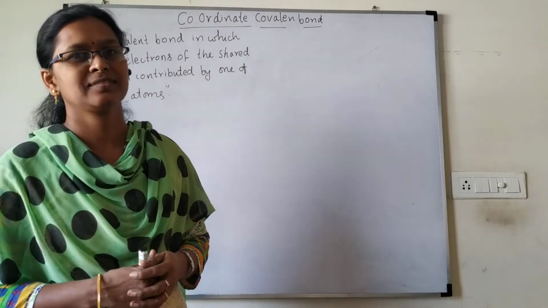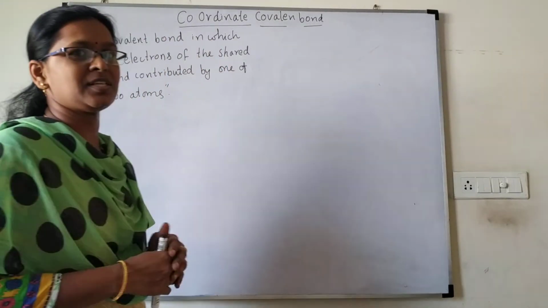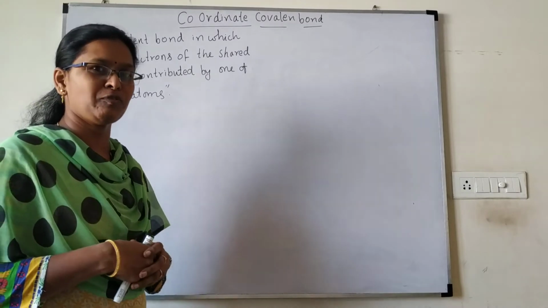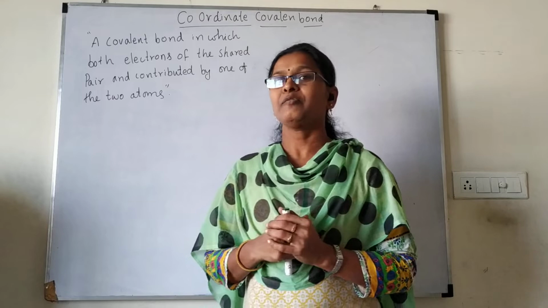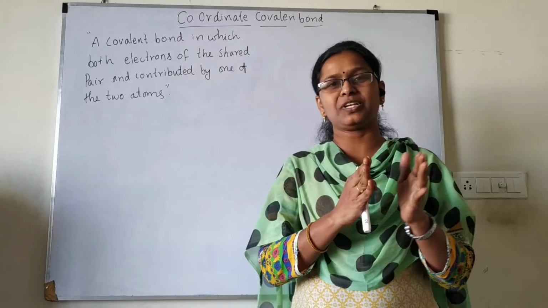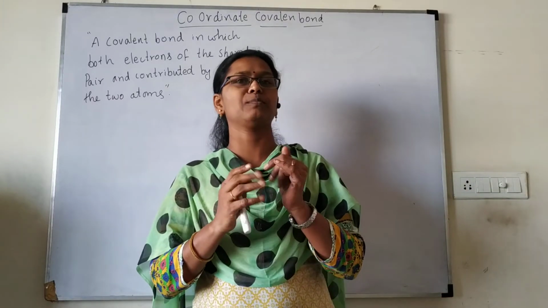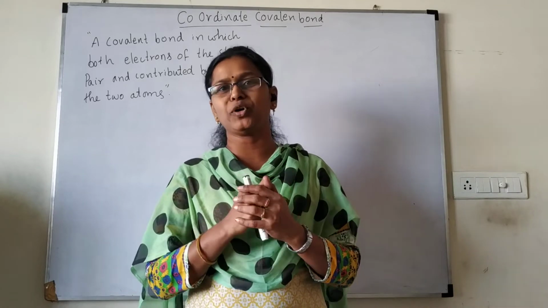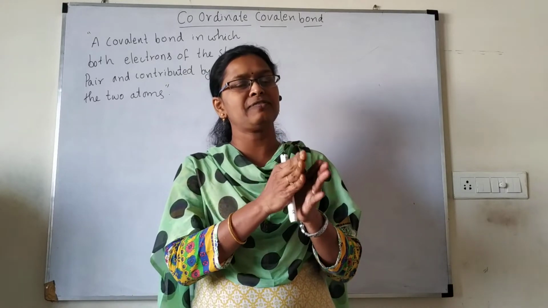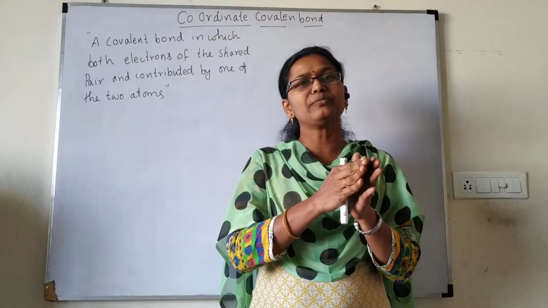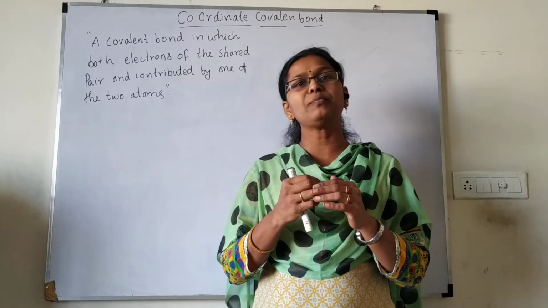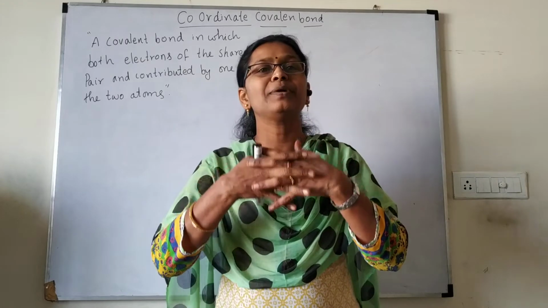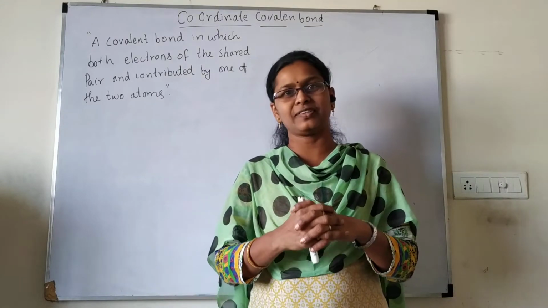Hello friends, now we are going to discuss coordinate covalent bond. We discussed in the previous concepts the ionic bond and the covalent bond. What did we discuss in the ionic bond? Complete transfer of electrons from the metal atom to the non-metal atom. That is an ionic bond. In the case of a covalent bond, there is mutual sharing between the atoms. That we have discussed, right?